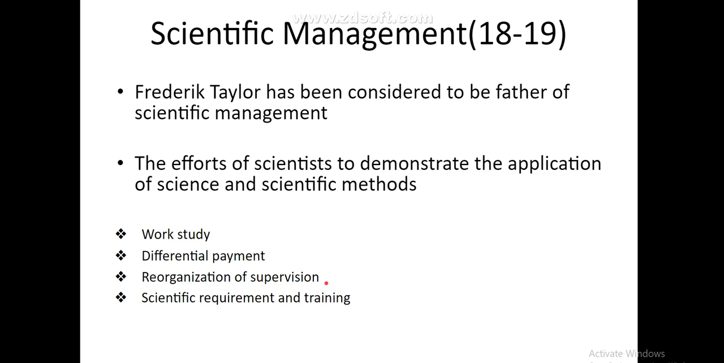Then the other approach was reorganization of supervision. In this, what Taylor did was a supervisor should only allocate the work, and the workers under him should plan and carry out the work properly, so that there is more productive work. But somewhere even Taylor demonstrated that if everything is given to a worker, then definitely he will waste his time in making a plan for every particular work.